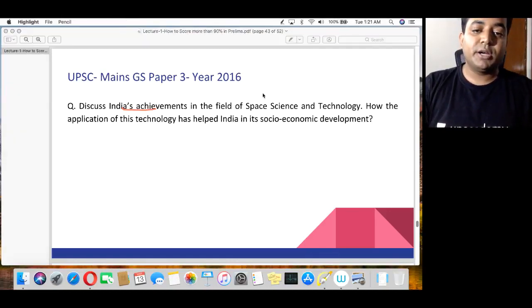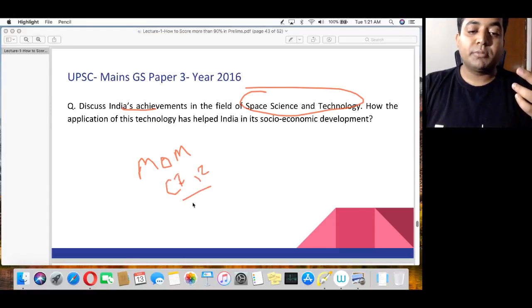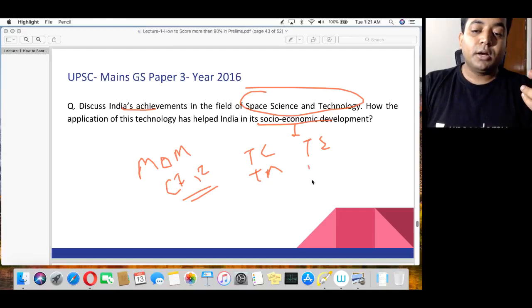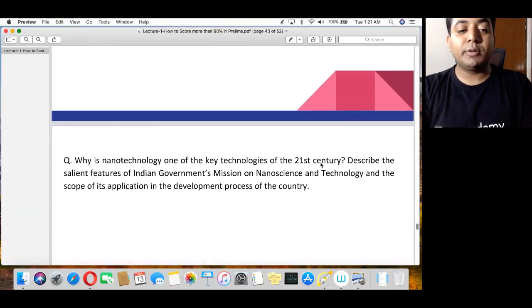Discuss India's achievements in the field of space science and technology. We are launching hundreds of satellites in one go. We launched Mangalyaan, the Mars Orbiter Mission. We launched Chandrayaan 1, Chandrayaan 2, etc. But space also helps in socio-economic development, for example telecommunication, telemedicine, tele-education, disaster management and prevention. So all these are helping in socio-economic development.